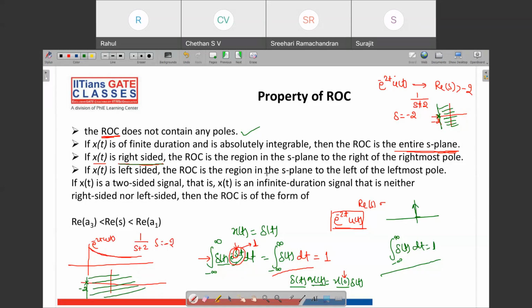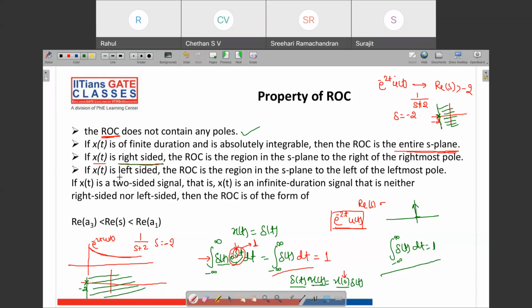So in this case, the ROC will start from the rightmost pole. And in this case, we have only one pole. That means that it will start from this point and go till infinity. And this will happen if the signal is a right-sided signal.